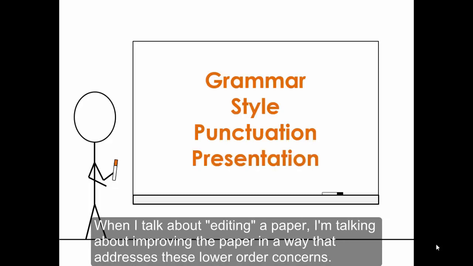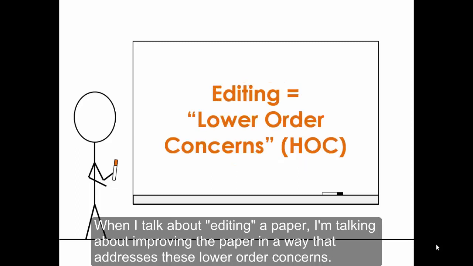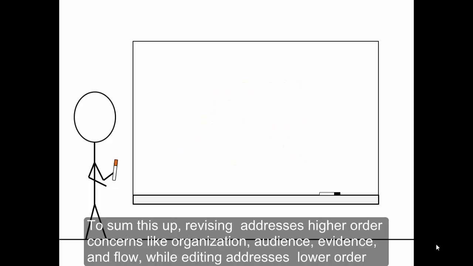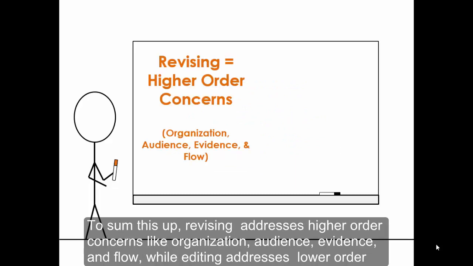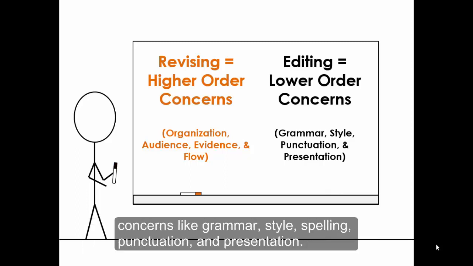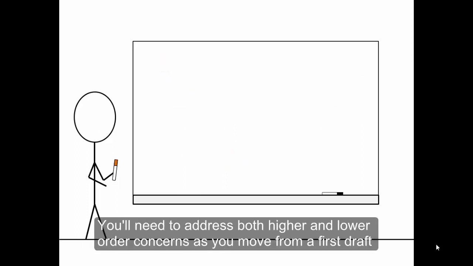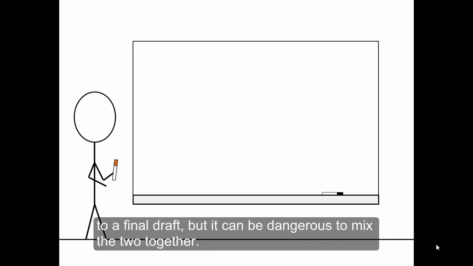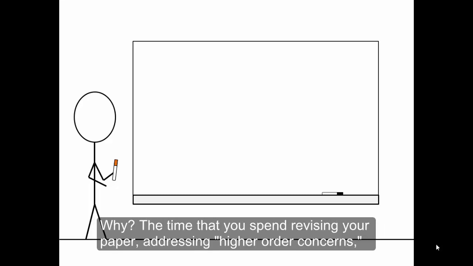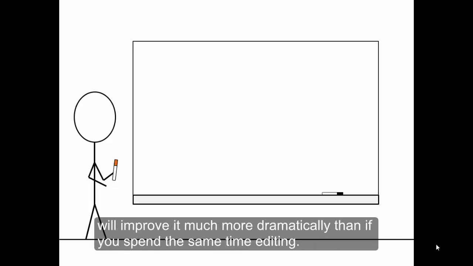When I talk about editing a paper, I'm talking about improving the paper in a way that addresses these lower order concerns. To sum this up, revising addresses higher order concerns like organization, audience, evidence, and flow, while editing addresses lower order concerns like grammar, style, spelling, punctuation, and presentation. You'll need to address both higher and lower order concerns as you move from a first draft to a final draft, but it can be dangerous to mix the two together. Why? The time that you spend revising your paper, addressing higher order concerns, will improve it much more dramatically than if you spend the same time editing.